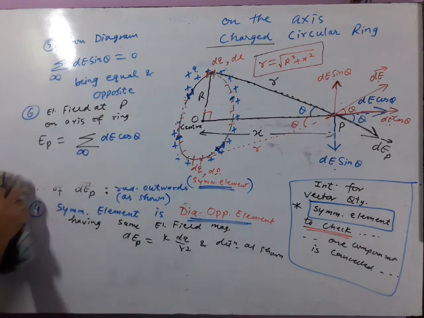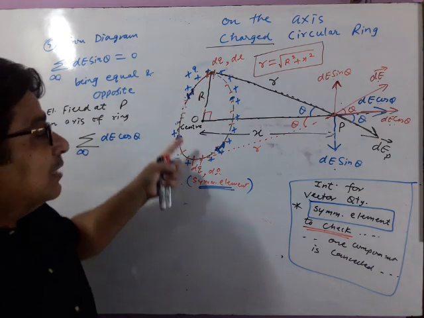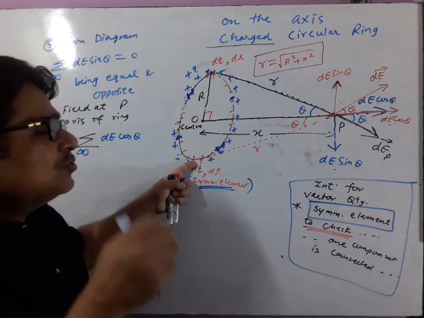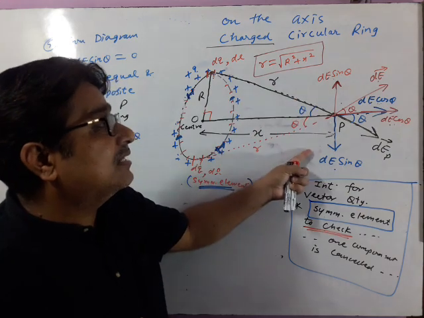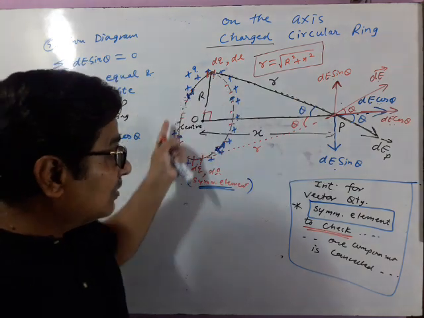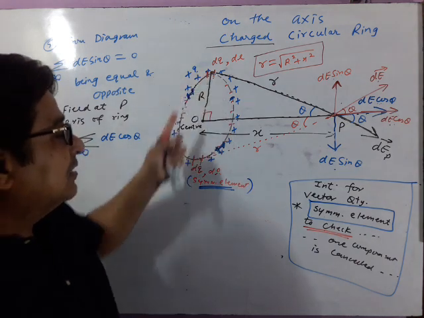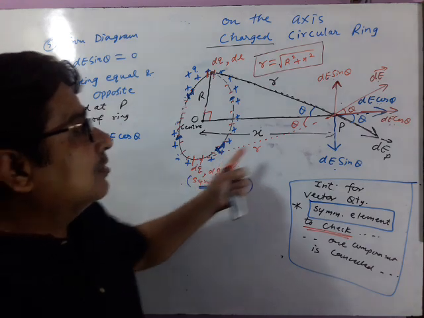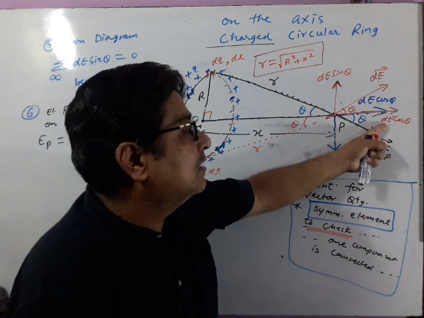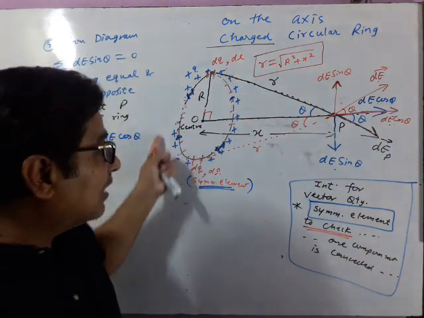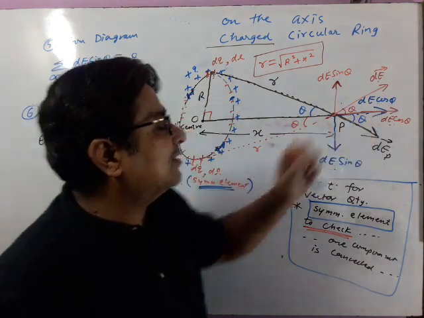See, remember, we are discussing two elements. Why? To check this, the sine components are equal and opposite, and they will cancel for all the infinite elements. Similarly, for these two symmetrical elements, we saw cosine components are coming in the same direction. Now it is equally valid for all the infinite elements. So for all the infinite elements, cosine components are in the same direction.